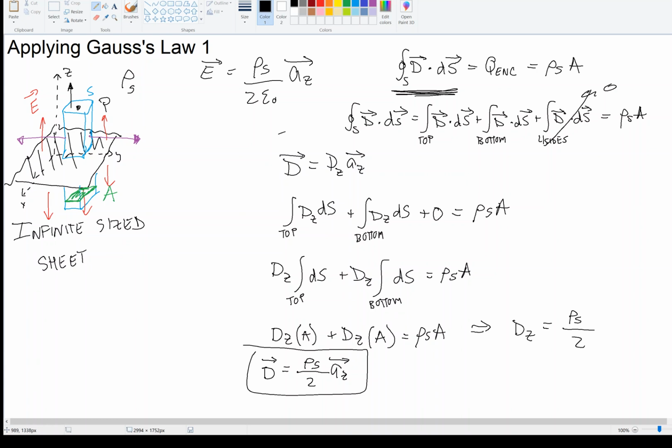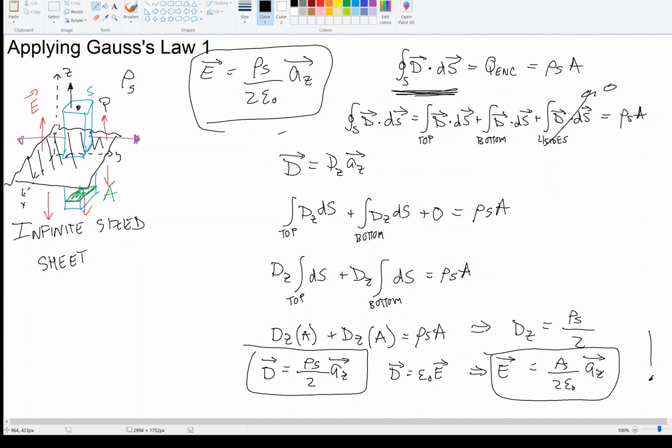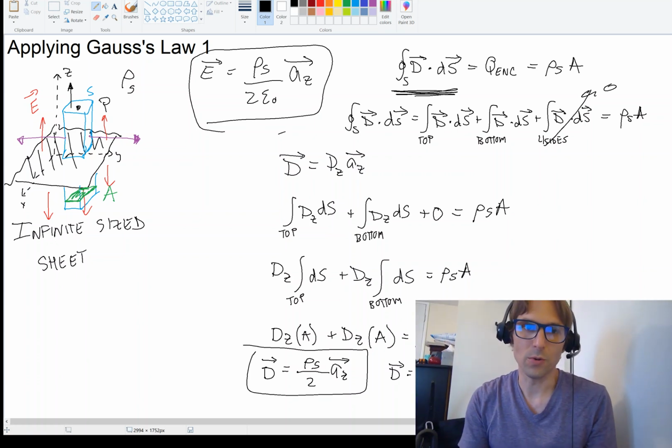Bam! And what about that electric field? Well, remember that the electric flux density was epsilon 0 times the electric field. So this would make the electric field rho s over twice epsilon 0 in the z direction. Bam! And I'm going to draw an exclamation point because that matches what we did with Coulomb's law. All right, so those were two important applications of Gauss's law.